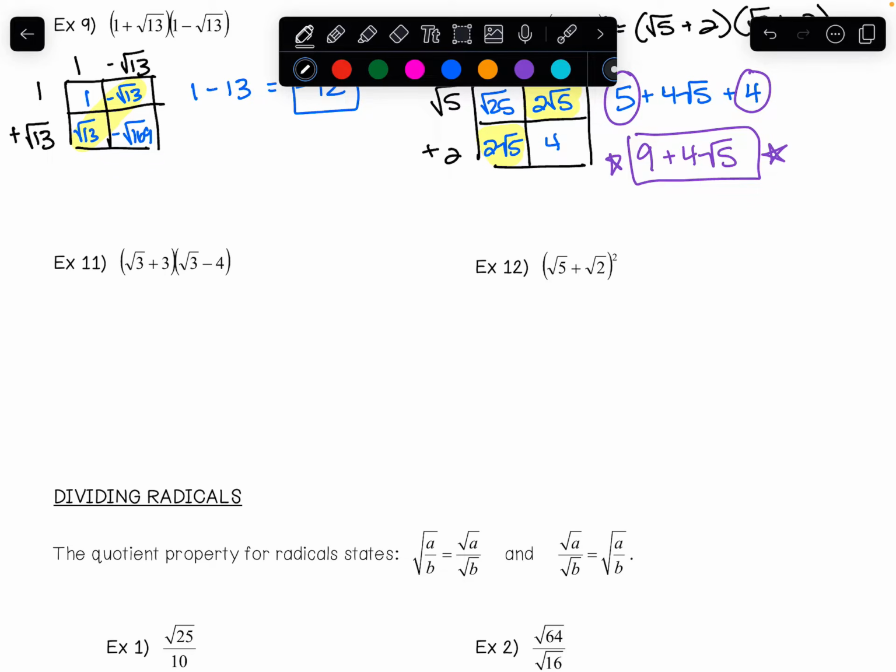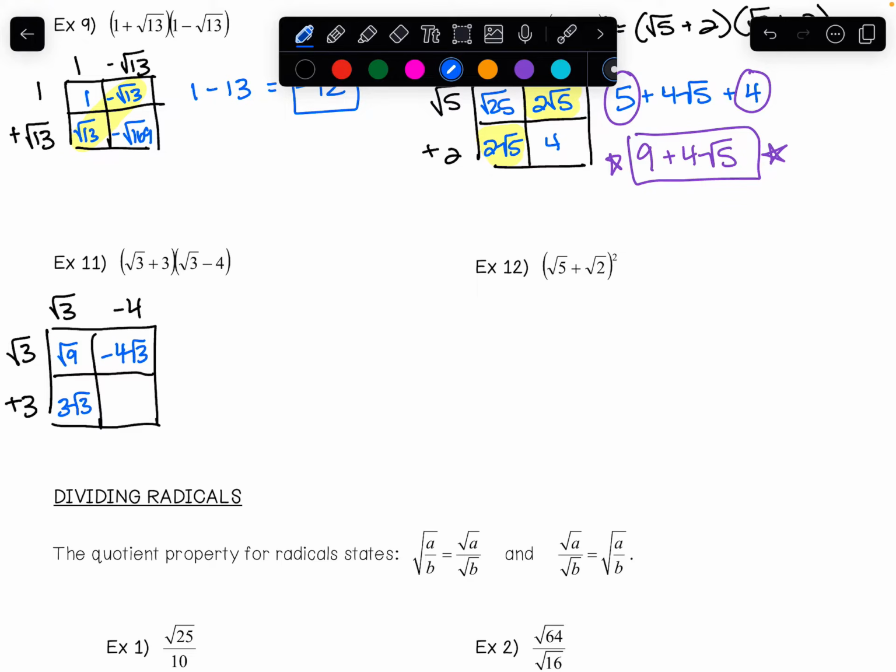On example 11, I'm going to go ahead and set up my area model. So I have the square root of 3 plus 3 and the square root of 3 minus 4. The square root of 3 times the square root of 3 is the square root of 9. And then I'll have negative 4 square root of 3, 3 square roots of 3, and then 3 times negative 4 is negative 12. So let's start by looking at the square root of 9. Can we simplify that? Yeah, what's the square root of 9? 3.